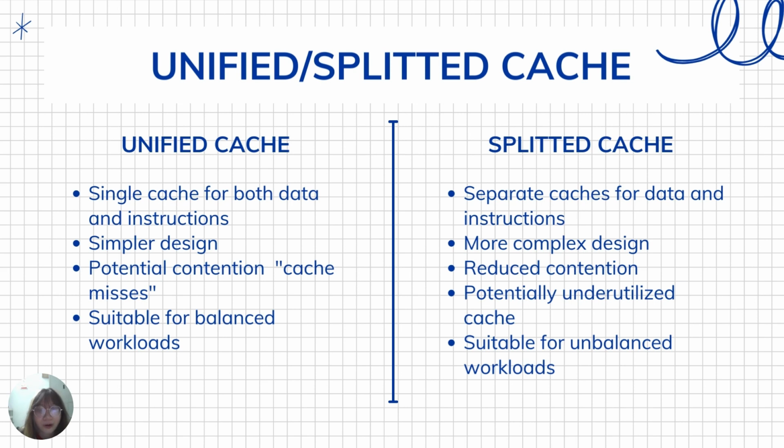But there is a problem there. Here the split caches will potentially underutilize the cache. Like if one side of the access, like the data or instructions, dominates the workload, the other cache might be underutilized, which reduces its overall benefits of computing.